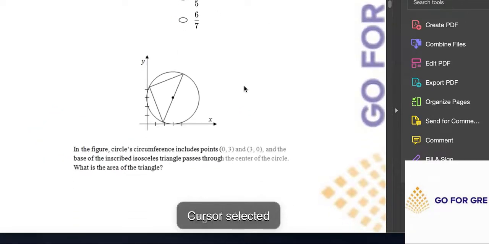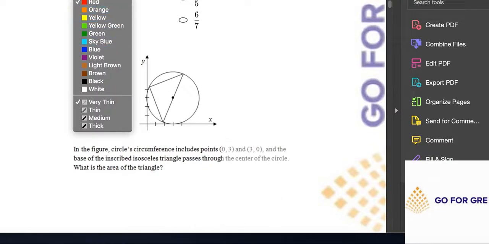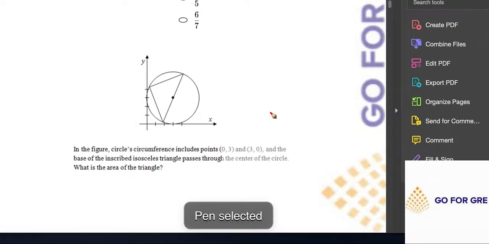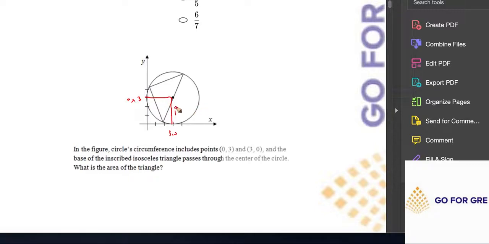Now moving toward the next question. Here we are given that in the figure the circle circumference includes the points (3, 0) and (0, 3). So it means the radius r is equal to 3, so the diameter is equal to 6. So this whole side is 6.